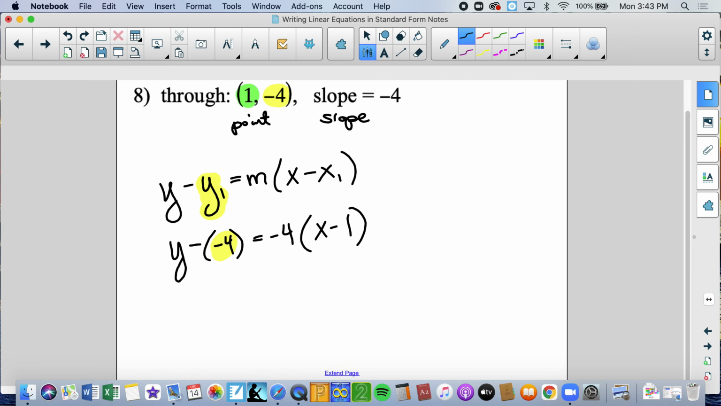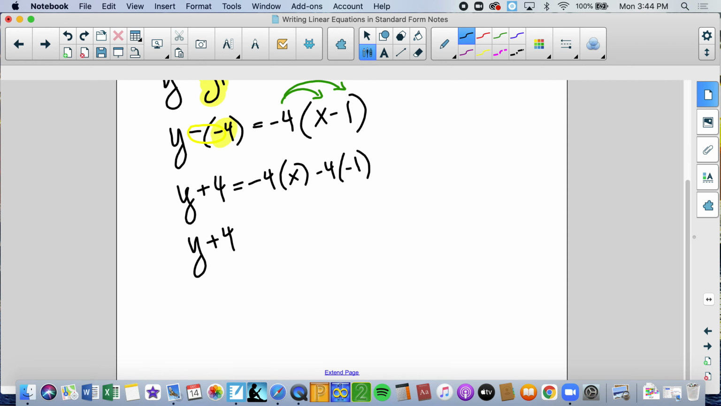Now I'm going to simplify a little bit. I'm going to definitely get rid of these double signs. That doesn't work for me. So that becomes y plus 4. And now I'm going to distribute that -4 into the parentheses. So I have -4 times x minus 4 times -1. So we get y plus 4 equals -4x plus 4.